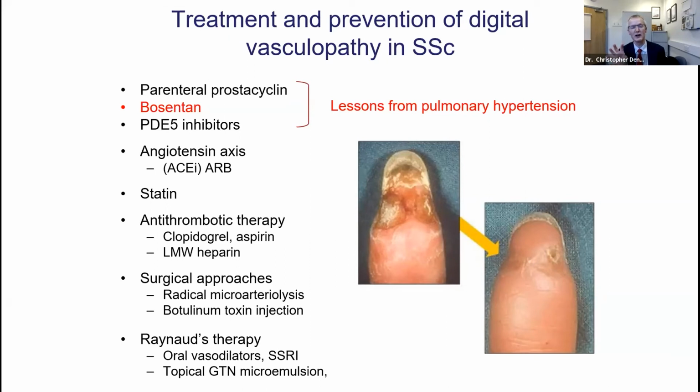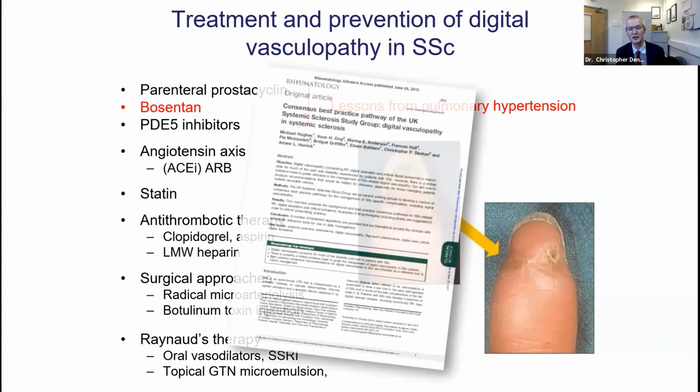So all of the drugs that we use for pulmonary arterial hypertension, PDE5 inhibitors such as sildenafil or tadalafil, or prostacyclin, particularly intravenous prostacyclin, have also been found to be helpful both for Raynaud's phenomenon, but also for digital ulcer disease. And here you can see summarized the approaches that we use for systemic sclerosis associated severe Raynaud's and digital ulcers.